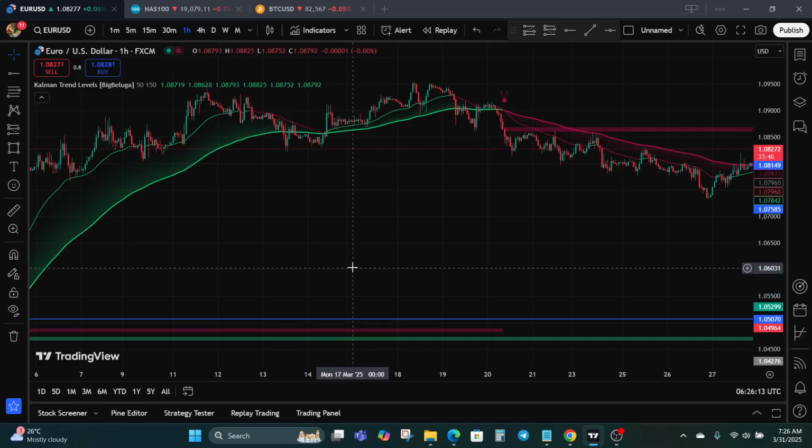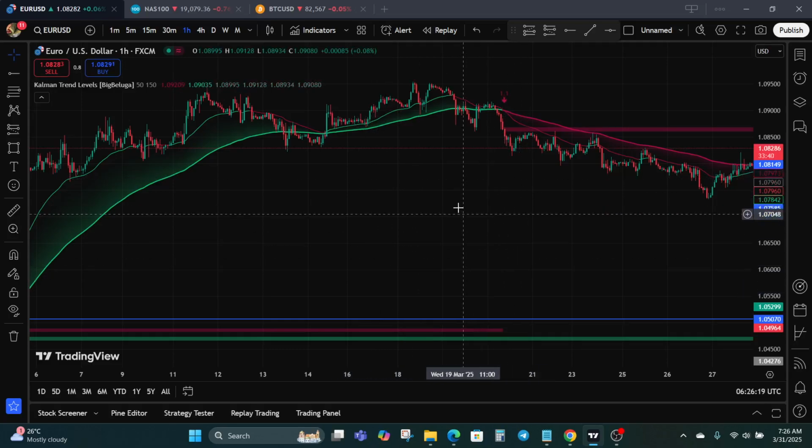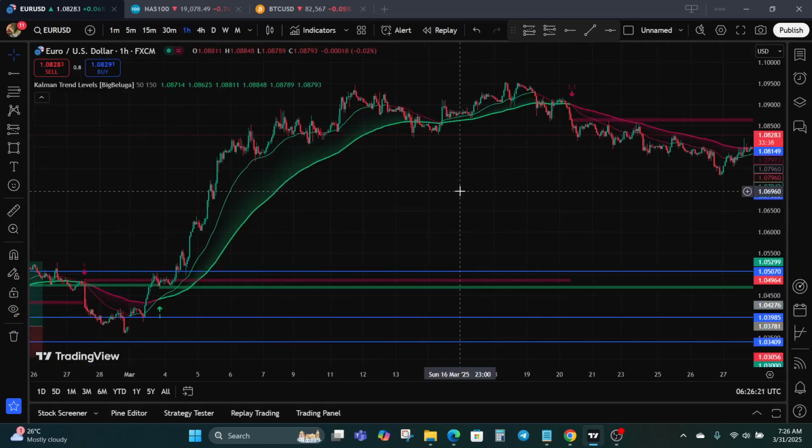To summarize, the Kalman Trend Levels Indicator is an incredibly powerful tool that combines trend strength analysis with precise support and resistance levels. By using this indicator, you can make more informed trading decisions, stay on the right side of the market, and improve your overall strategy.